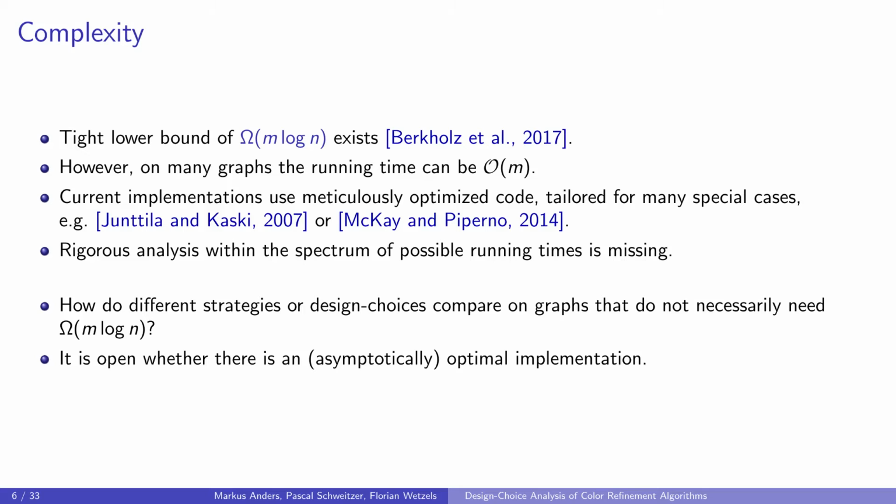So we do not know, for example, if current implementations always use only linear time when it's possible, or if there are certain strategies that are better on specific graphs or worse on specific graphs. Therefore, we need a deeper understanding of the theory of color refinement to answer questions like the following. How do different strategies or design choices compare on non-worst case graphs? Or is there even an asymptotically optimal implementation for all graphs?